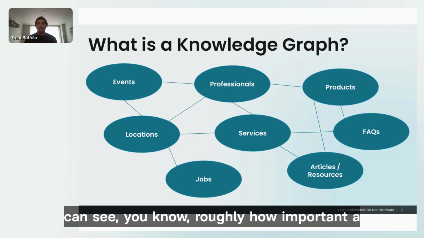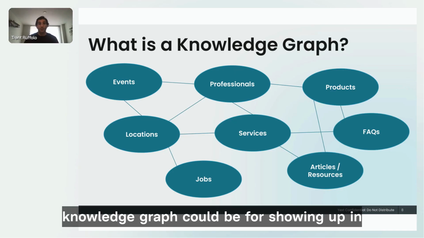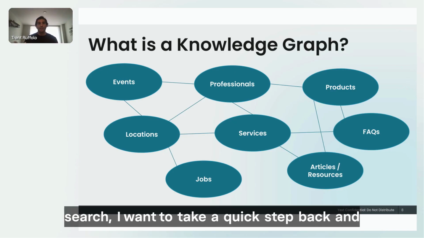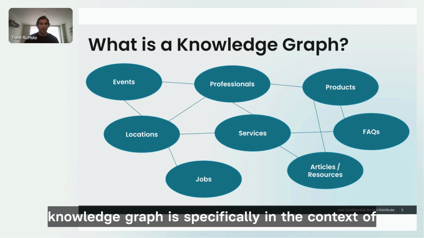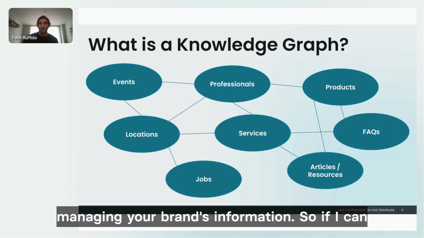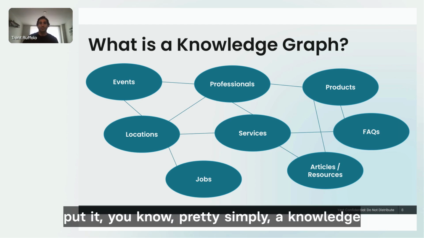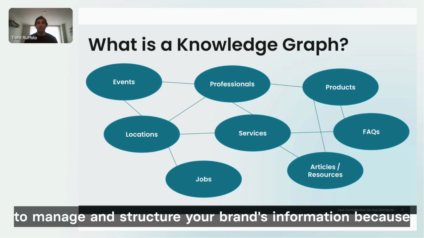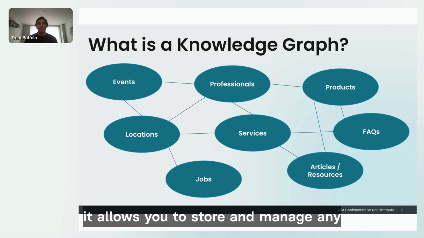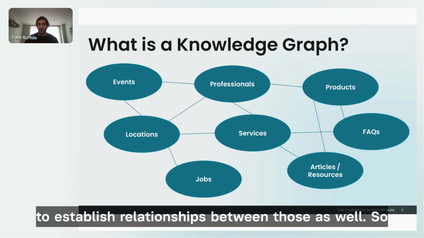So now that we can see roughly how important a knowledge graph could be for showing up in search, I want to take a quick step back and make sure we understand what a knowledge graph is, specifically in the context of managing your brand's information. If I can put it pretty simply, a knowledge graph is a powerful way to manage and structure your brand's information because it allows you to store and manage any type of data, but it also allows you to establish relationships between those as well.